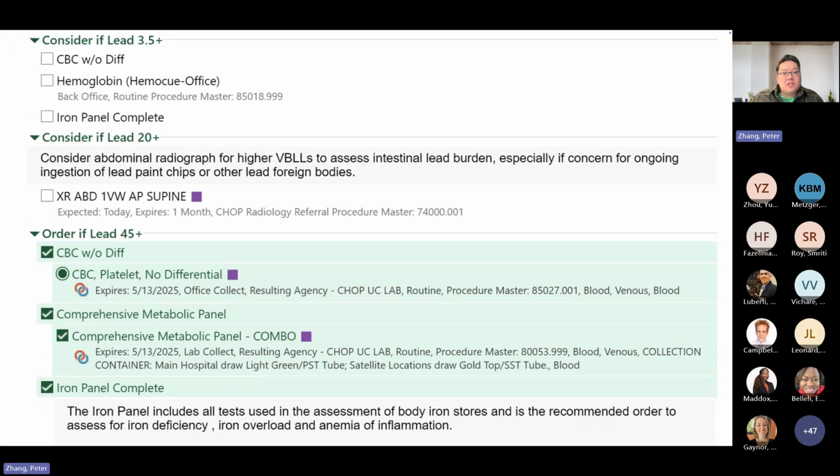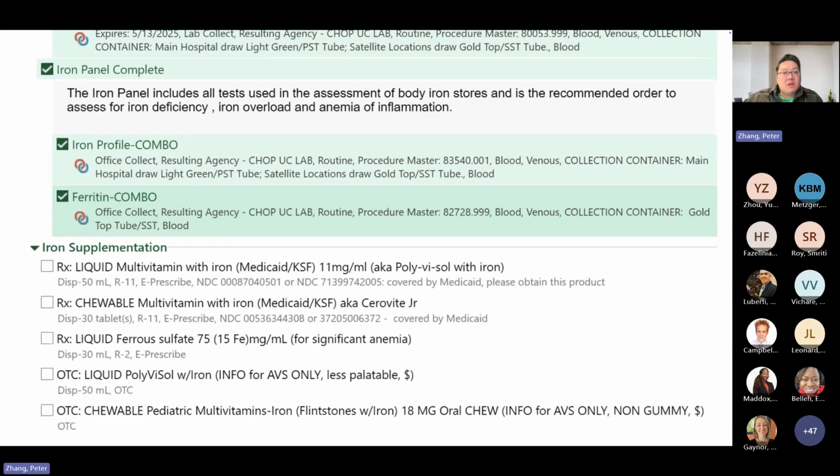Now, moving on to the next section, we have the conditionally available orders and pre-checked orders that pop up only when a lead is a certain level. For example, in this specific smart set, the patient had a lead level of 46, therefore showing this additional section that has pre-checked CBC, CMP, and iron panel. And at the bottom here, we actually included a collection of iron supplementation options, and there's additional guidance in these orders regarding insurance coverage as well.